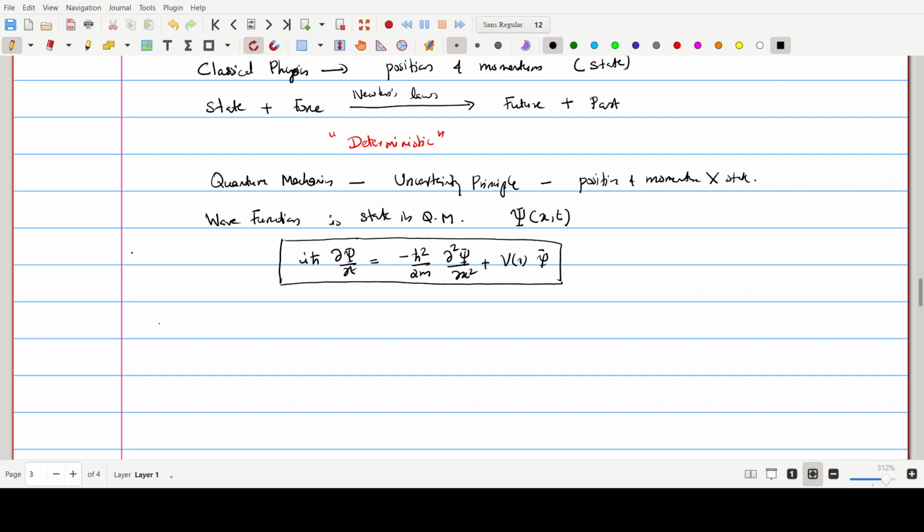Now, what is the meaning of psi? In classical physics, the meaning of state is well known to us. It is position and momentum. But what is psi? The psi is an artificial function. Now, what is its meaning? Unfortunately, there is no meaning for psi directly, and psi is interpreted through its mod square. This interpretation is given by Born, and it is usually called Born's interpretation.